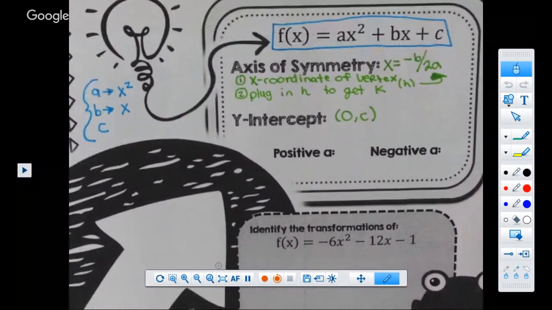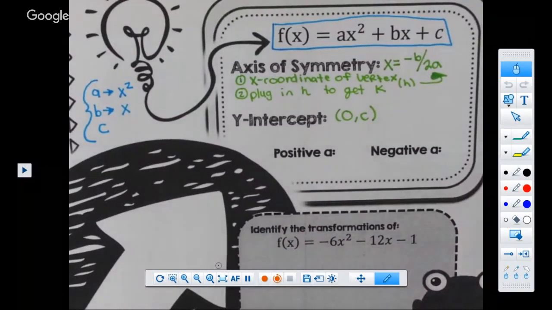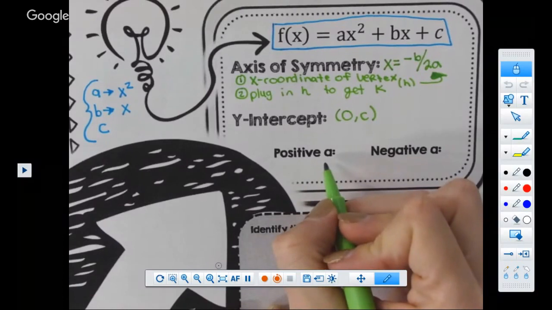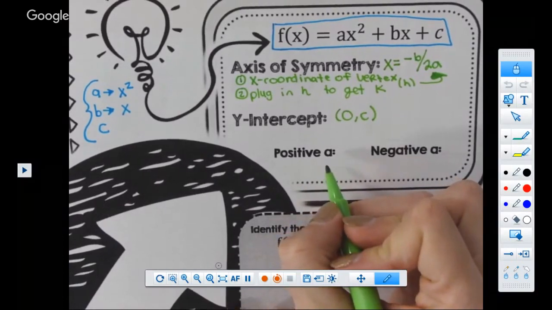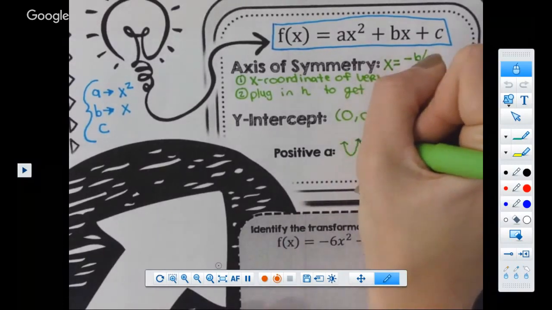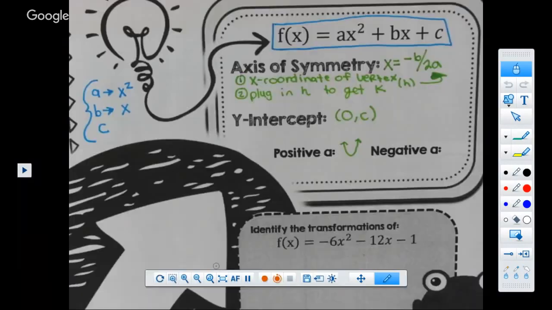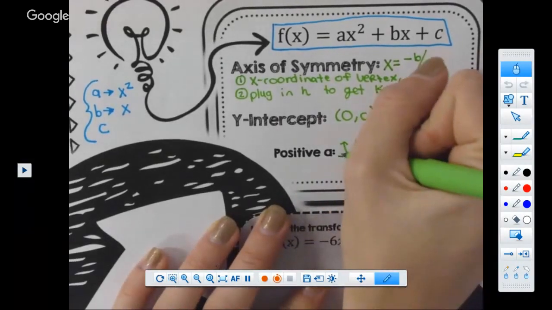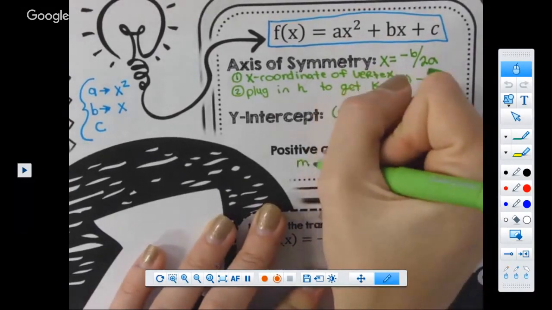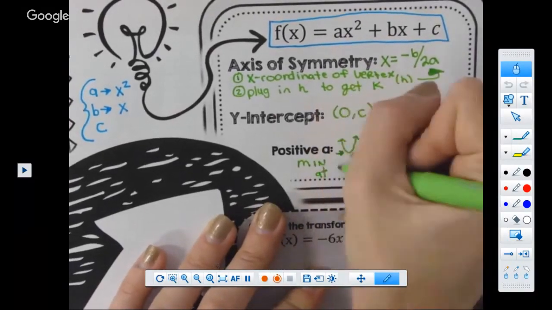Okay, this next little piece does also apply to vertex form. Now put your phone away. I want to give it to you formally. If a is positive, is the graph going to open up or open down? Up. So I want you to draw that. If a is positive, do we have a maximum or a minimum? There is a minimum at k.